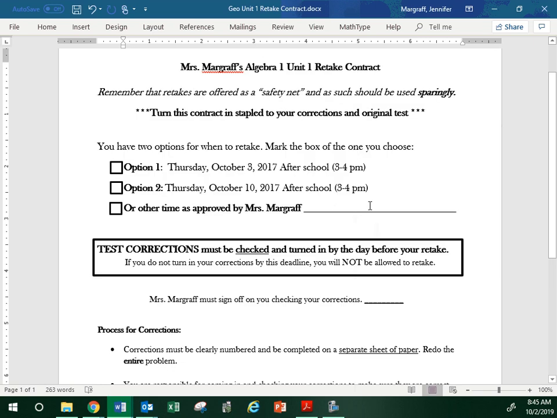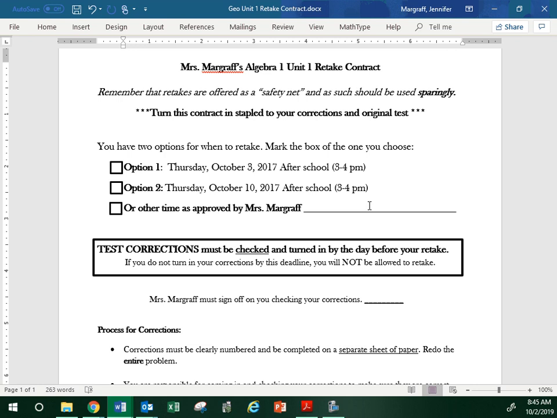So if you would rather come during a stinger to do it then, or if there's a different day after school that I'll be here and you'll be able to stay as well, you can do that as well. So again, if you want to retake, you'll grab this contract from me. Just see me at the end of class and I'll get one for you. And you'll do corrections on separate paper. You'll come check your corrections with the key, fix anything, ask me questions, and then just make sure that's turned in by the day before.